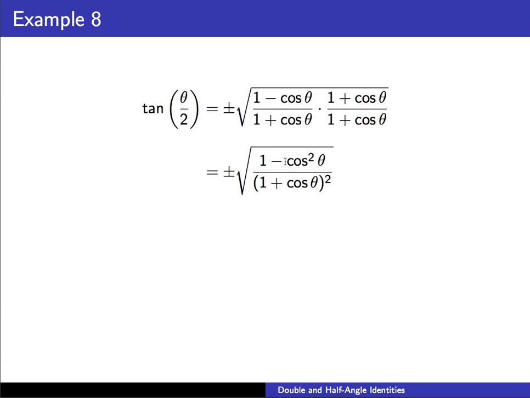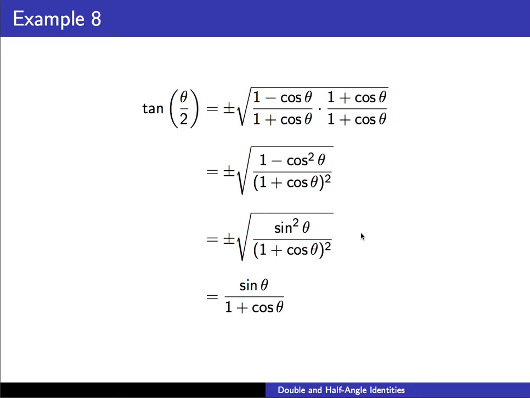Multiplying this out, we get 1 minus cosine squared over the quantity 1 plus cosine all being squared, and 1 minus cosine squared is sine squared. So we have plus or minus the square root of sine squared over the quantity 1 plus cosine of theta all being squared. When we break this up as the square root of the numerator over the square root of the denominator, the square root of sine squared is sine, and the square root of 1 plus cosine all being squared is 1 plus cosine. So tangent of theta over 2 is sine over 1 plus cosine.